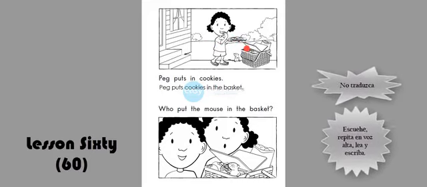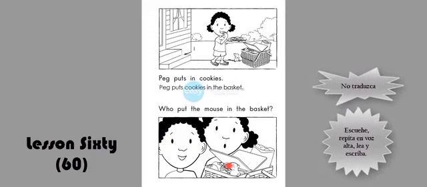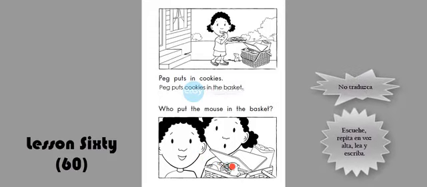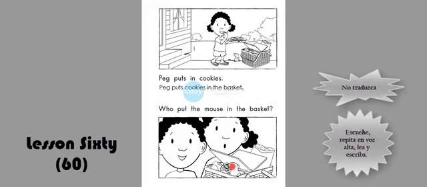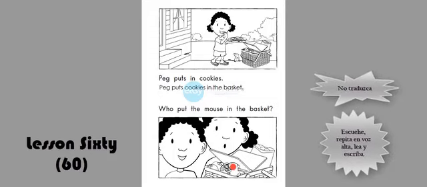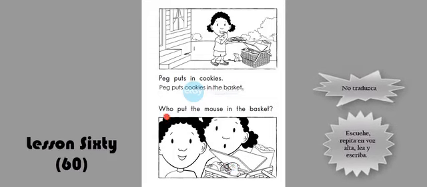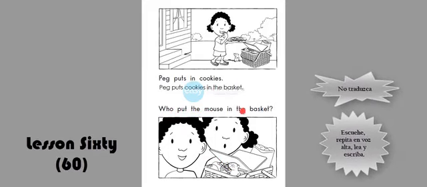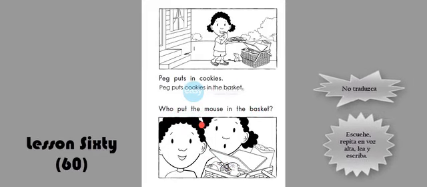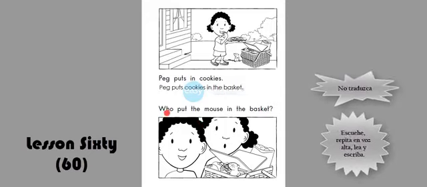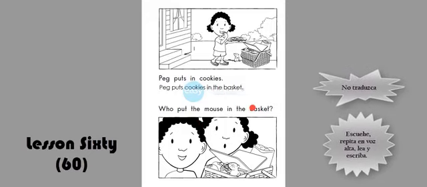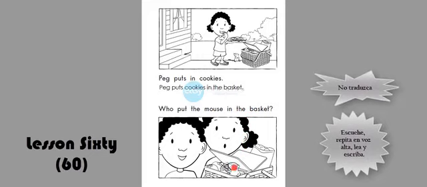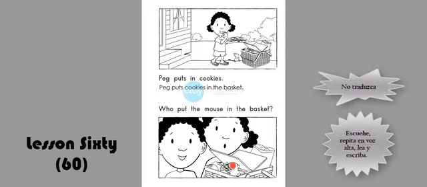And finally, here, Peg and Ted. And look, here is the mouse. The mouse is in the basket. And now there is a question. Who put the mouse in the basket? I'm asking the question again. Who put the mouse in the basket? Yes, because here is the mouse. It is in the basket.